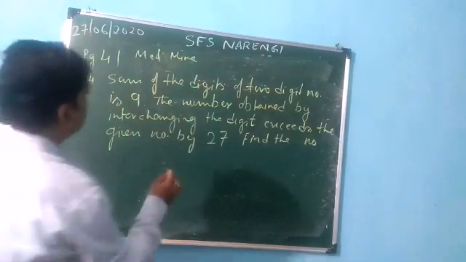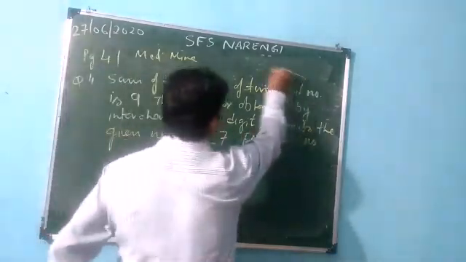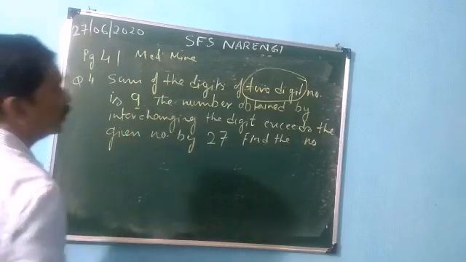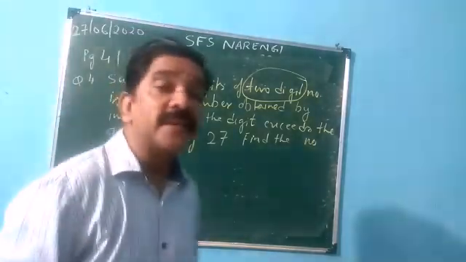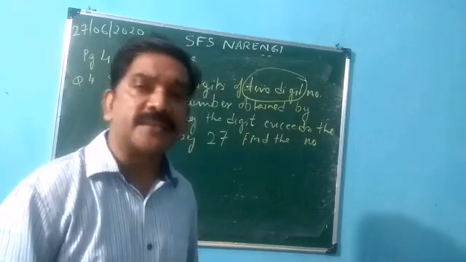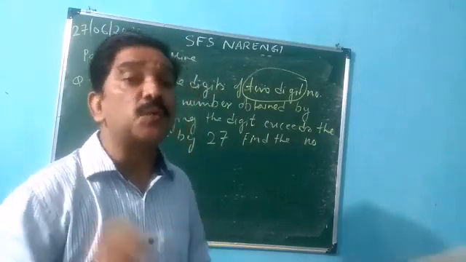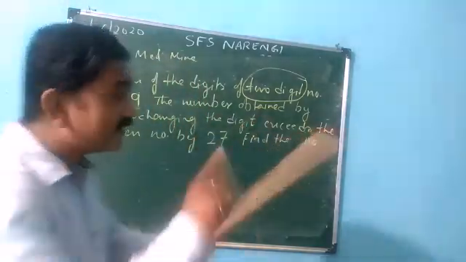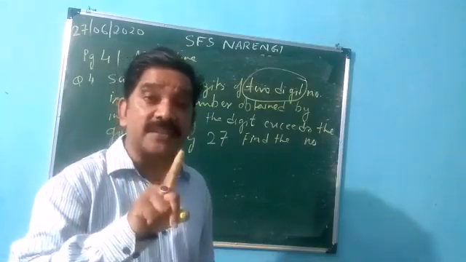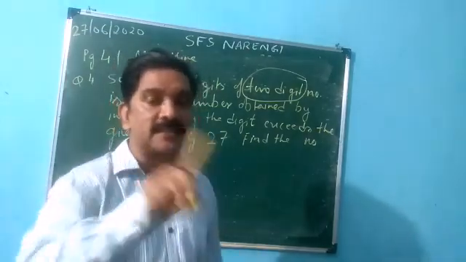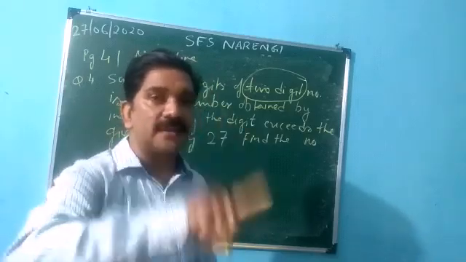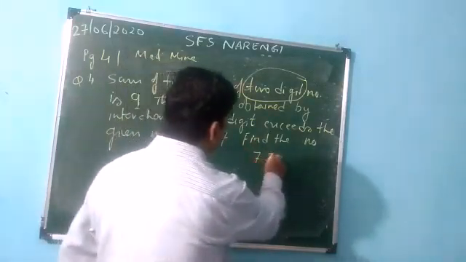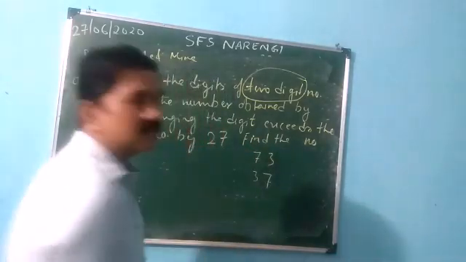Now, you see the words here: sum of the digits of a two-digit number is 9. Alright, a two-digit number means like 36, 73, 84, 99. These are two-digit numbers. So there is a ones place and a tens place. So when they interchange the digits, for example 73, it becomes 37. Interchanging the digits of 73 gives 37. Just an example.